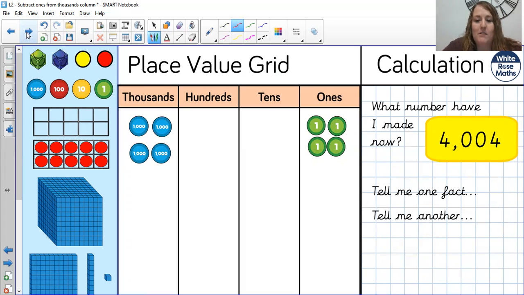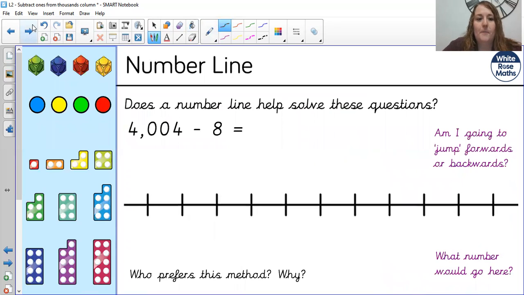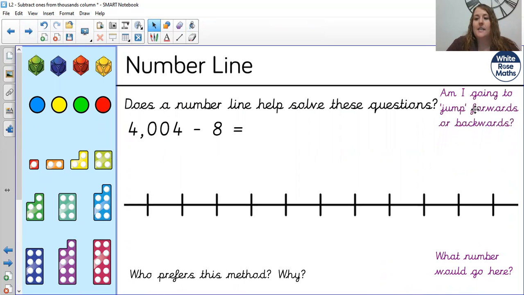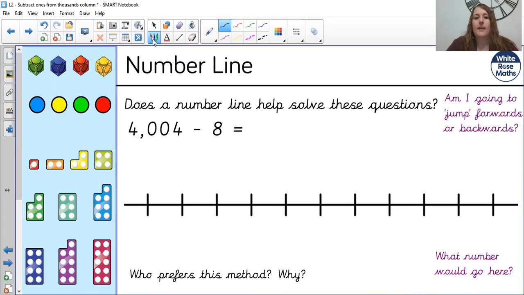So have a quick think about some facts for those before we then go on to the subtraction. Okay, 4,004 is the number we have then, and we're going to use our number line again. These were really helpful yesterday, and we're going to subtract 8. So again, I'm going to move this up here because I need to put my 4,004 on the number line, and I'm going to pop it over on this side because I know when I subtract, I go backwards. Okay, so I'm going to be subtracting 8.